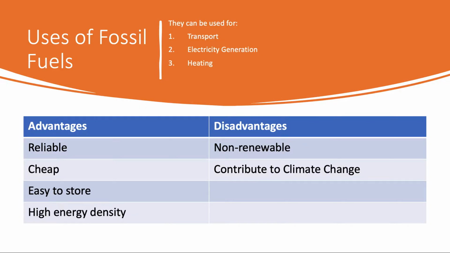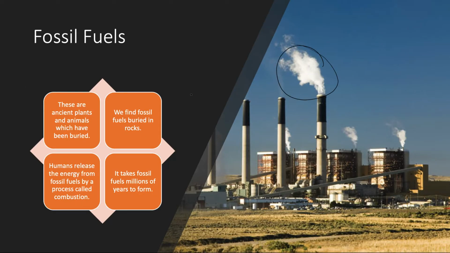Some uses of fossil fuels are that they can be used for transport, electricity generation and heating, and they have some advantages and disadvantages. Advantages are that they are reliable, they are cheap, they are easy to store, and they have a high energy density. But some disadvantages are that they're non-renewable. This means that if we run out of them, then they're gone forever, and they contribute to climate change. As you can see in this image, there's a lot of gas being released into the atmosphere.